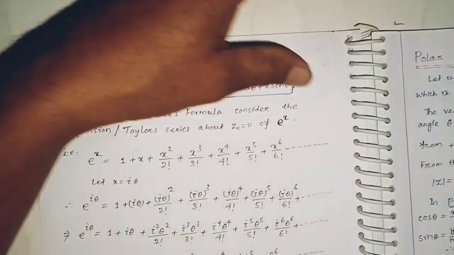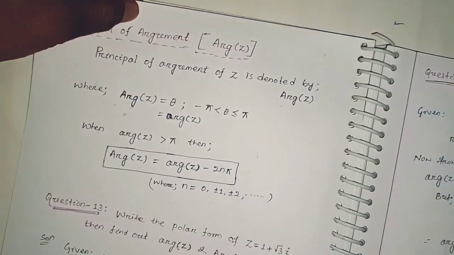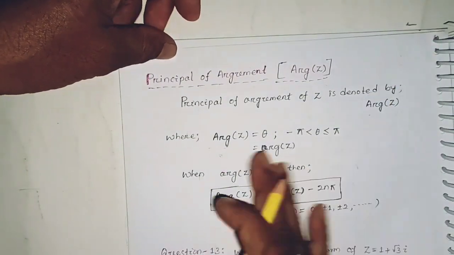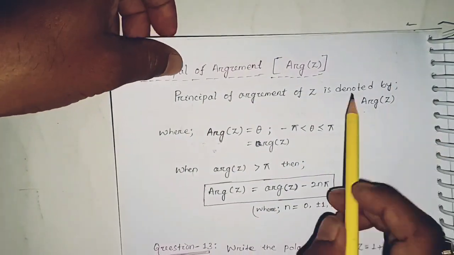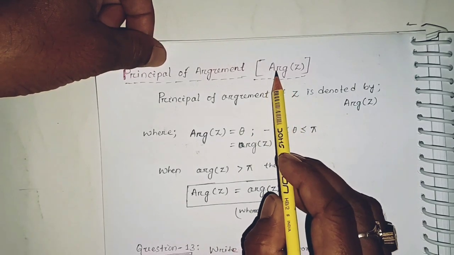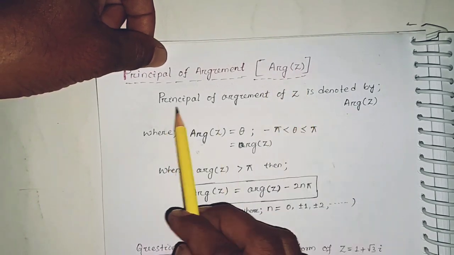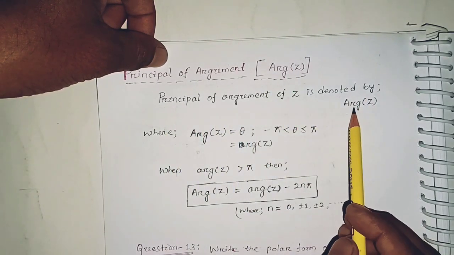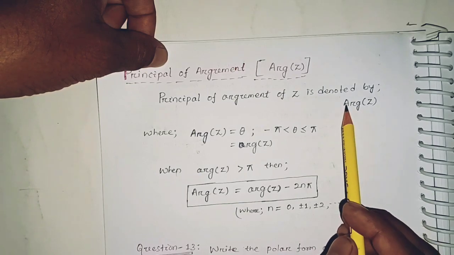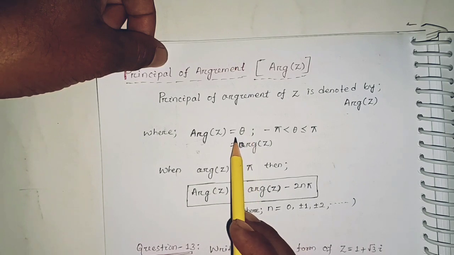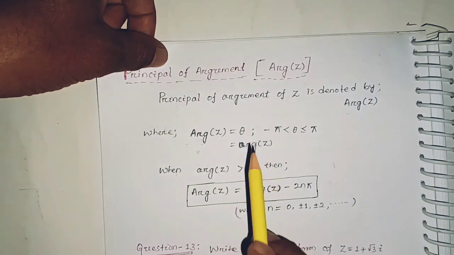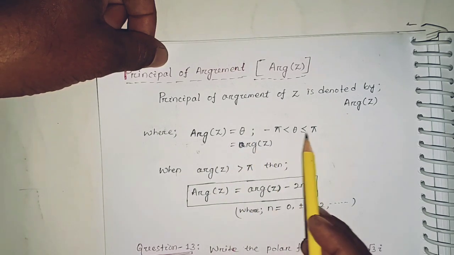Okay, now we are going to go for the principal of argument. Here the principal of argument is represented shortly as capital ARG Z. Principal of argument Z is denoted by capital ARG Z. Here ARG Z will be theta, or will be argument of theta, if theta lies in between minus pi to pi.